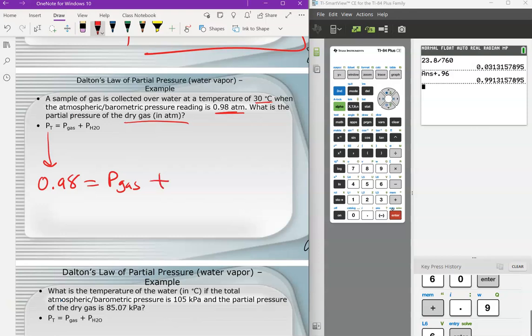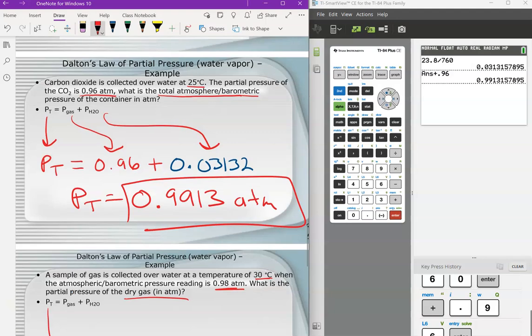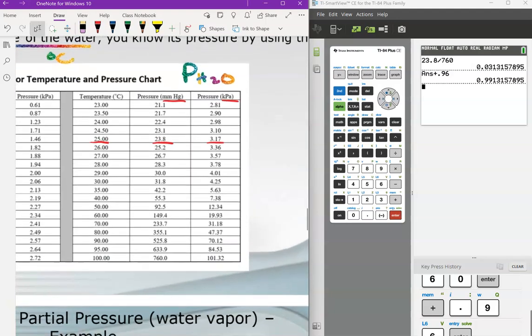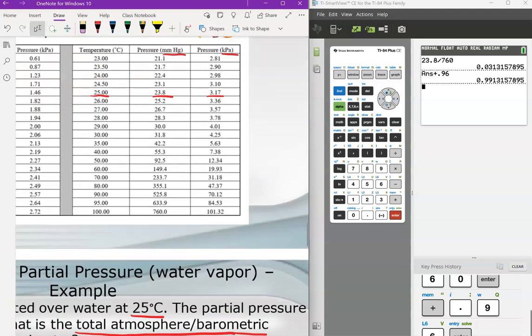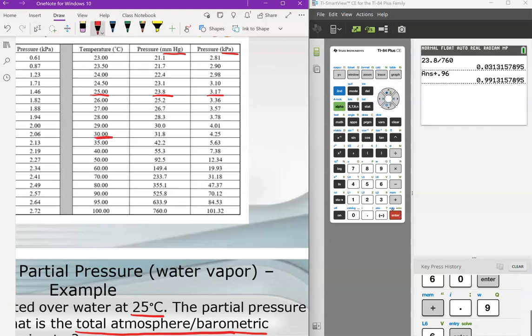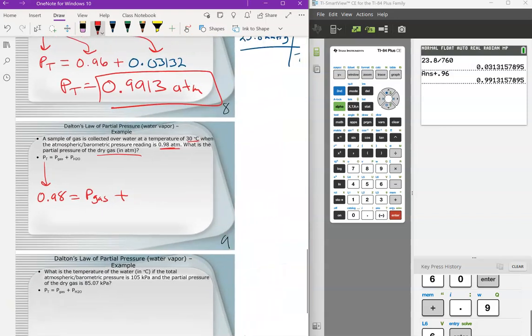Plus, again, to find the pressure of the water vapor, we have to look on the chart. So we have 30 degrees Celsius. So 30 degrees Celsius would be 31.8 mmHg or 4.25 kPa. Just for the sake of the example, I'll go with kPa this time. So 4.25 kPa.